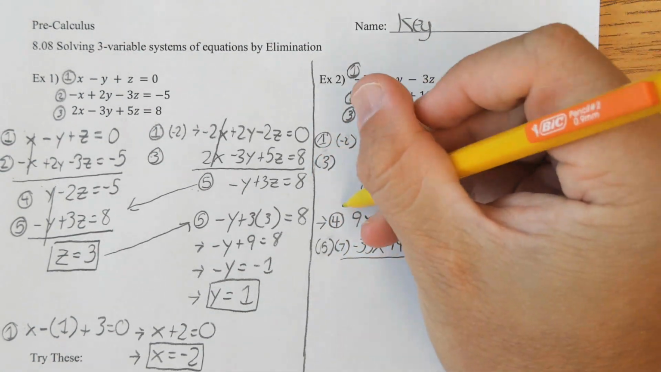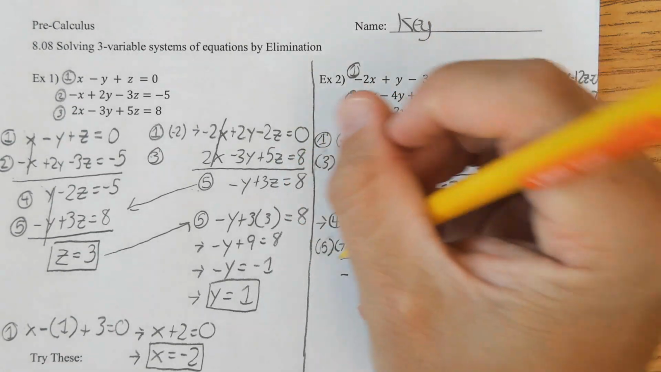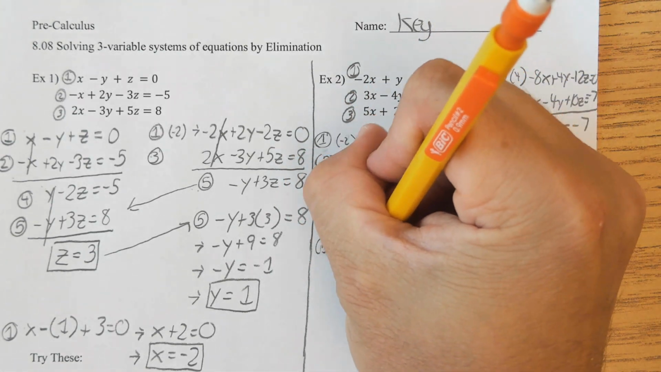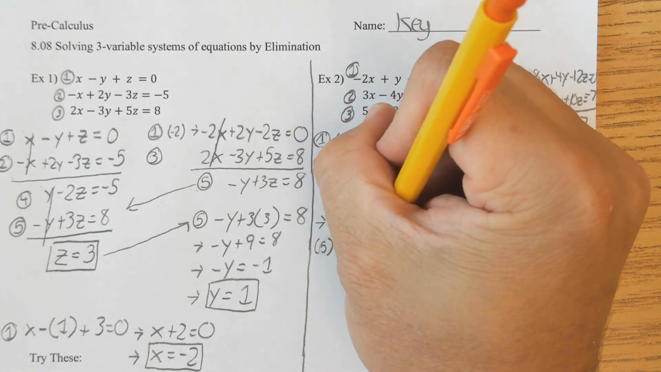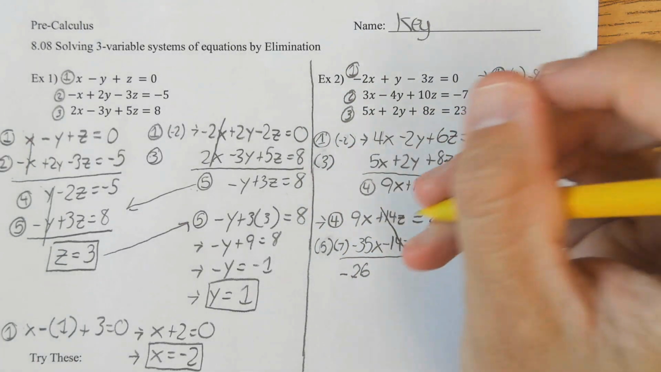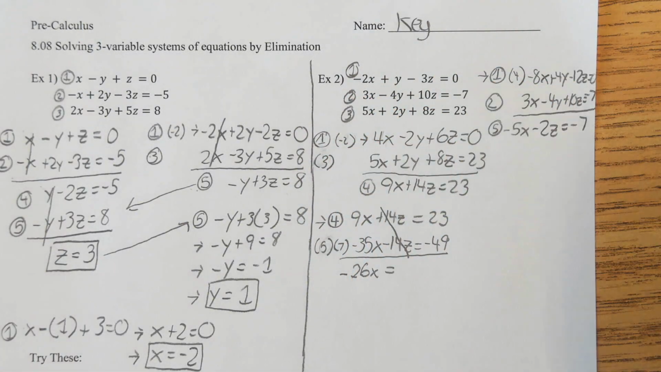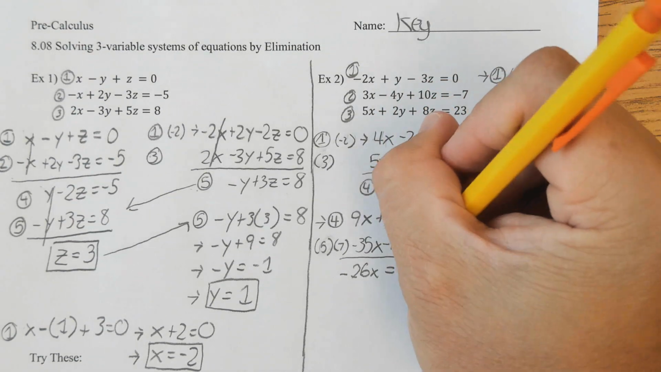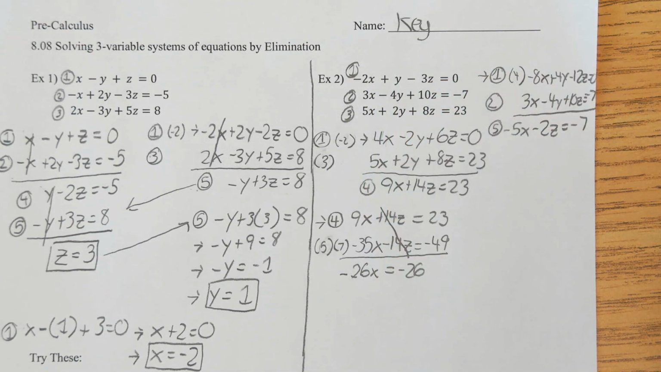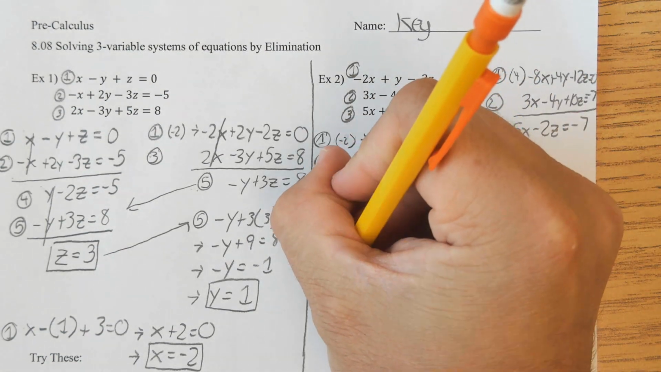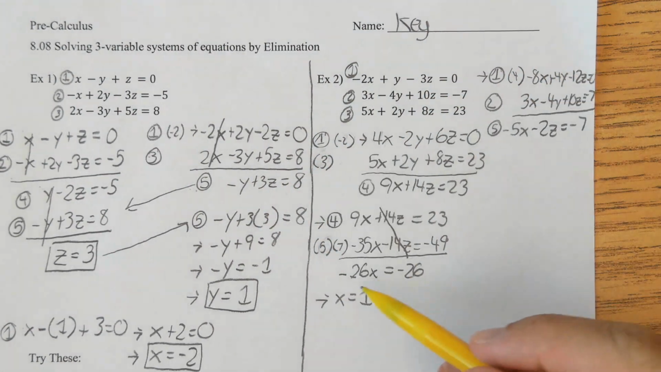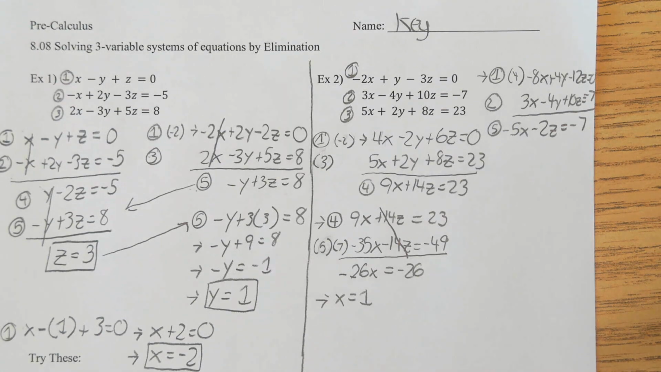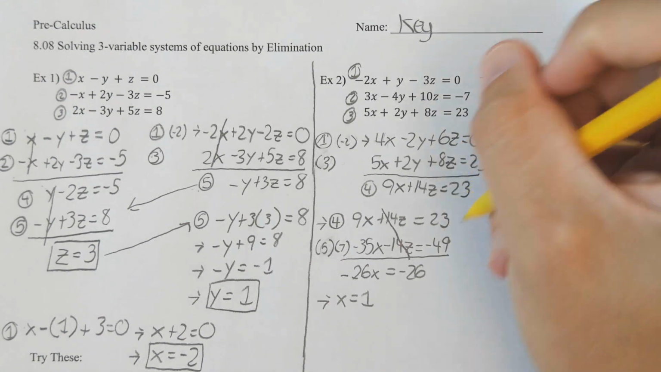So when we do that, the z's cancel out, and now that leaves me with what? A negative 26x equals negative 49 plus 23, which is a negative 26. And so we can go ahead now and solve for x. So that means x is equal to a positive 1, because when you divide the negative 26 by negative 26, you get 1. Okay? So now we got that.